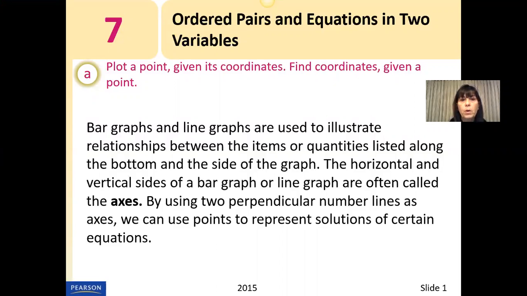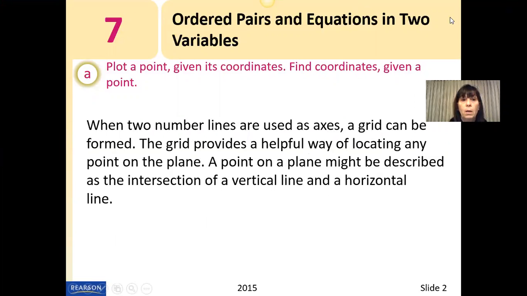So the first thing we're going to do is look at how to plot a point. We are going to be using something called the coordinate axes, a horizontal and a vertical bar graph. The horizontal axis is called the x-axis, and the vertical axis is called the y-axis. We will be able to use this to represent the position of any set of points. When 2 number lines are used, we form something called a grid, and this is a way of locating any point on the plane. The point could be described as the intersection of the vertical and the horizontal line.